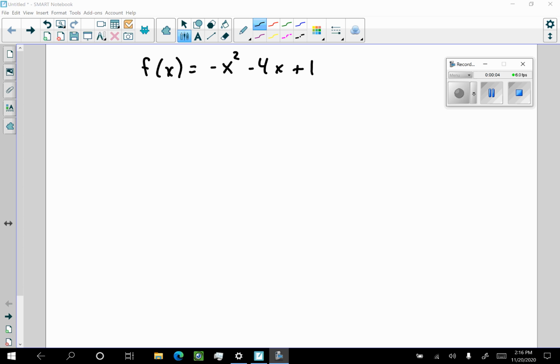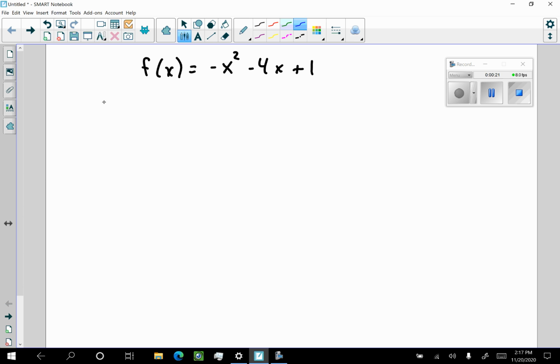Here is another video over analyzing quadratic functions. Just for another example, we will go through one problem. So I've got this quadratic function, f of x equals negative x squared minus 4x plus 1.